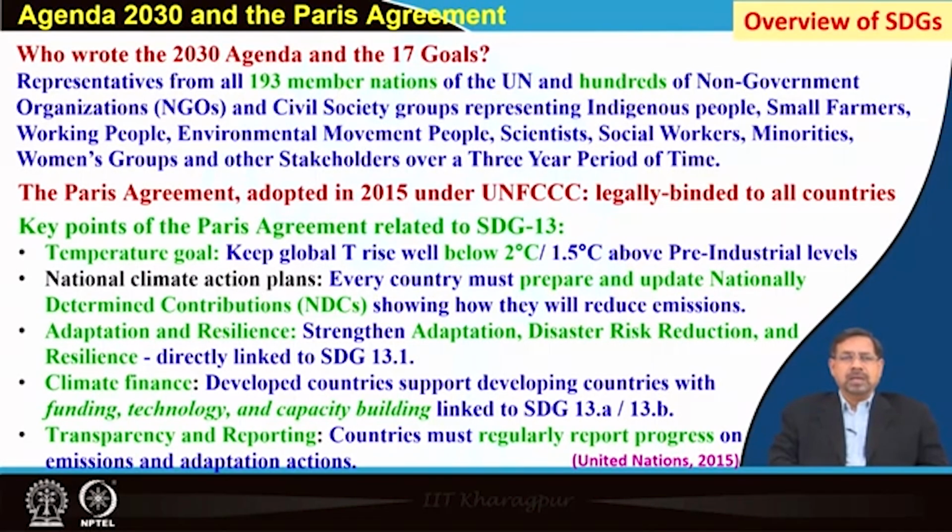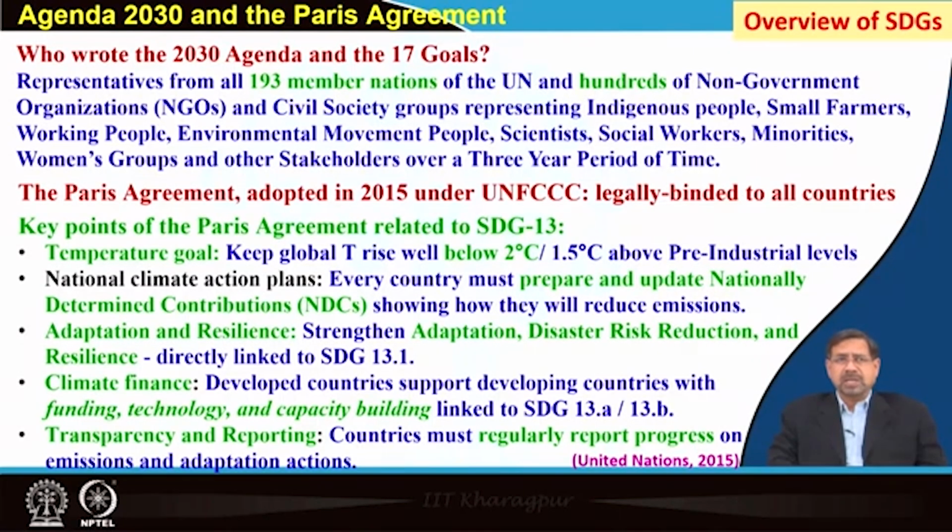Coming to the next point, the Paris Agreement. Yes, the Paris Agreement, which was adopted in 2015 as far as climate action is concerned, was adopted under the UNFCCC, the United Nations Framework Convention on Climate Change. It is legally binding on all countries, as we mentioned, the 193 member nations of the UN. So, what is it in the Paris Agreement that they are bound by?